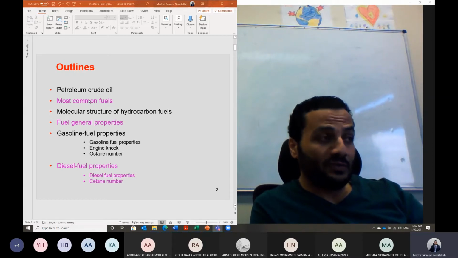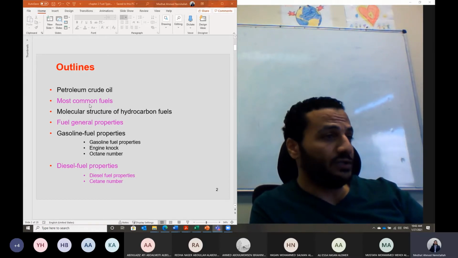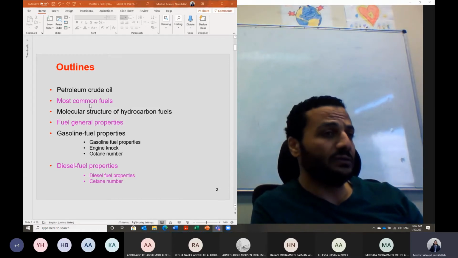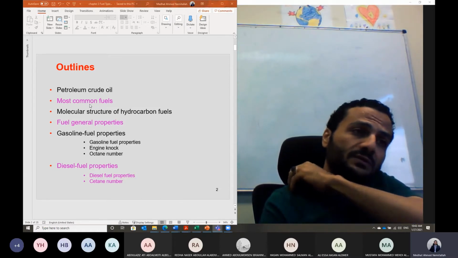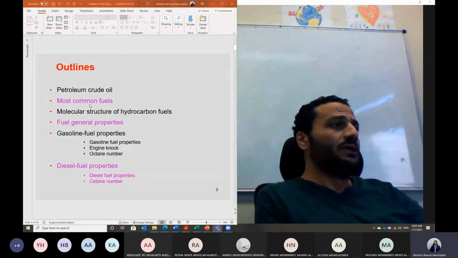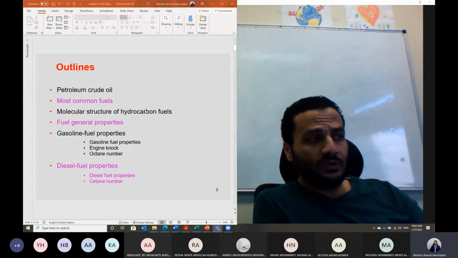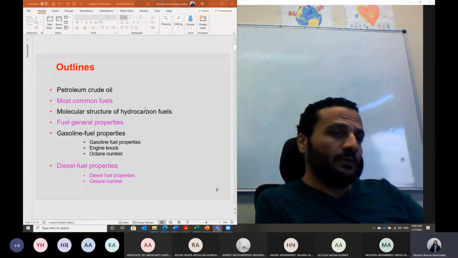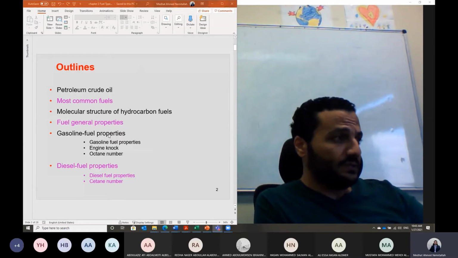We'll be talking about the most common fuels that are in application, either in gasoline or diesel engines, in vehicle applications, or also in industry. What kind of common fuels are there in the application? We'll be talking about the molecular structure of the different fuels and how we can classify the fuel under different families. They are almost alkyl groups.